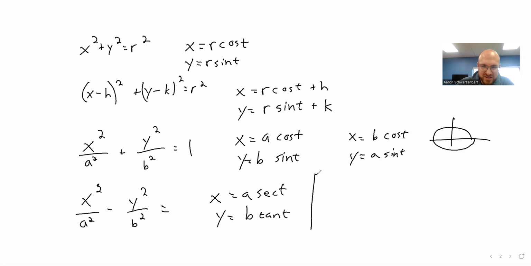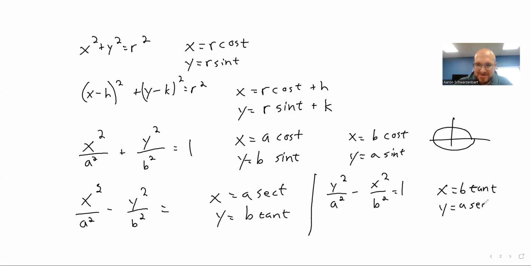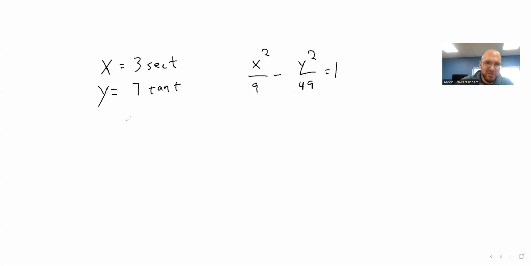For the other version of the hyperbola with the y squared first, so a vertical one, we flip the tangent and the secant. And whatever is with x stays with x. Okay, so that becomes important to classify which one. So that is a little bit of an introduction of parametric equations.